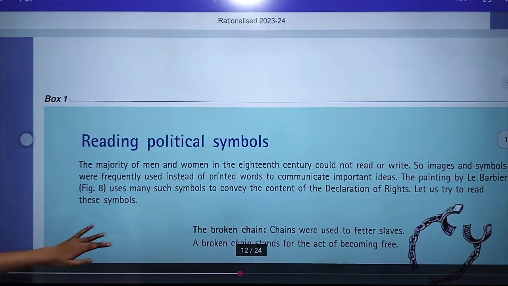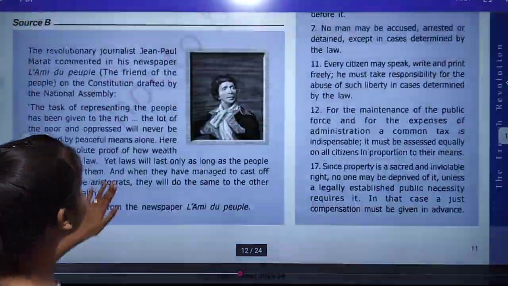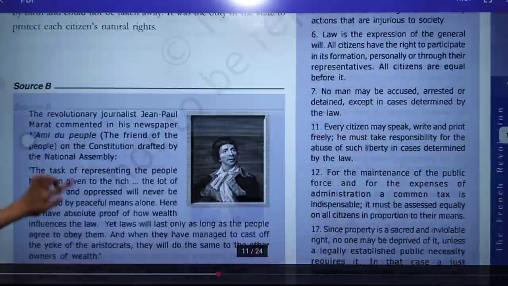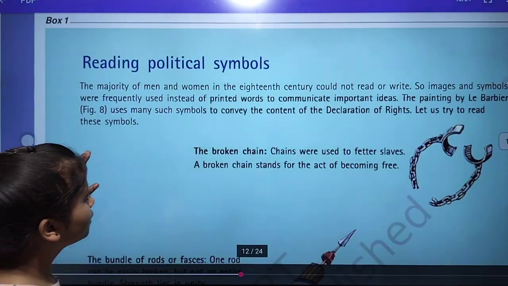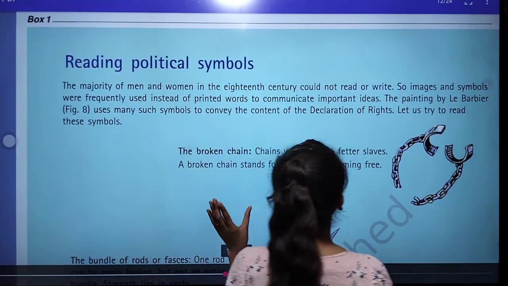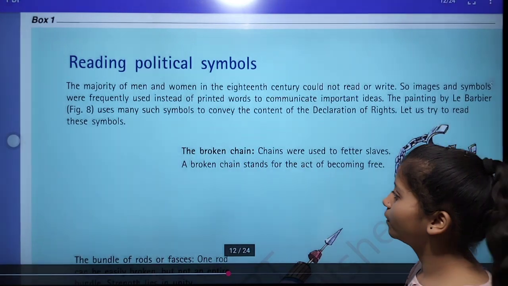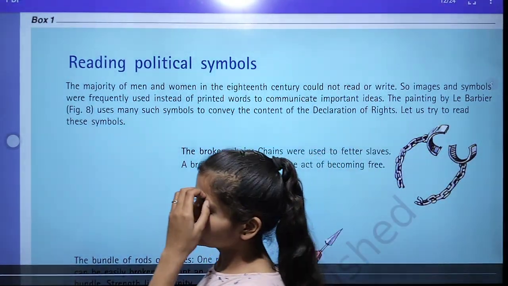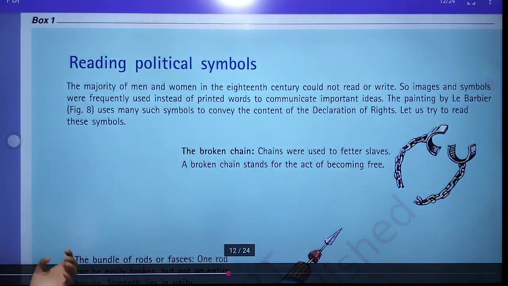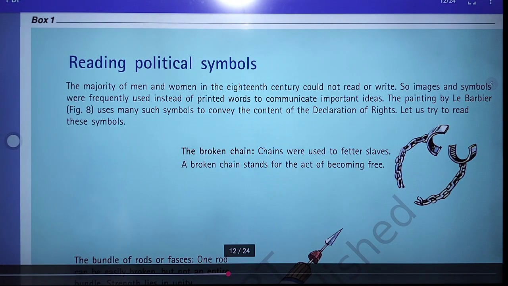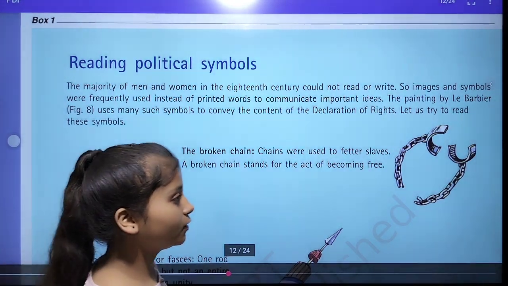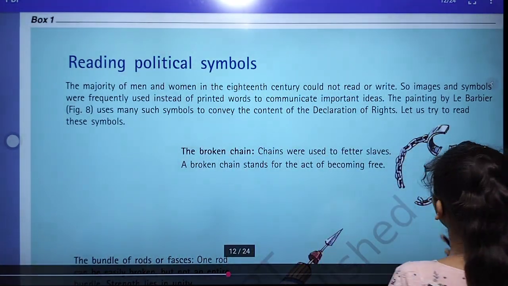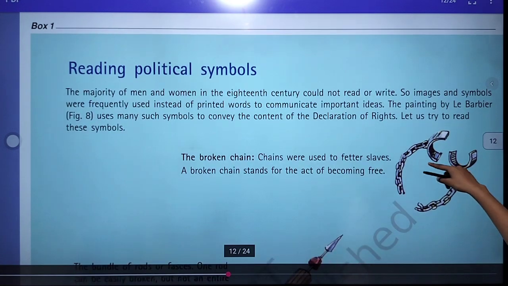Like the broken chain. The chains were used to fetter slaves, but a broken chain stands for the act of becoming free. It means France became free. Those who are not able to hear can understand through this type of symbol that France is becoming free.